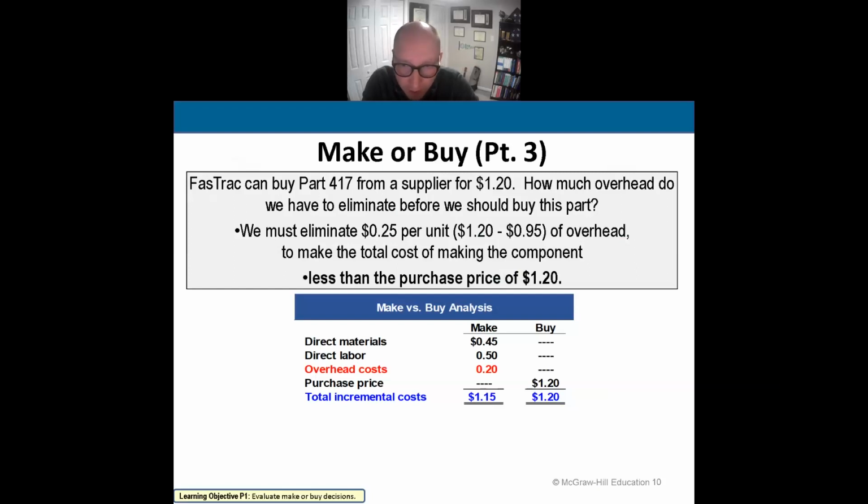That 20 cents in overhead, I can't get rid of that because that's like rent. I still got to pay rent even if I don't make it. I still got to pay salaries even though I don't make it. You see what I'm saying? Still got to pay the utilities even though I don't make it. So if I don't make it, I can take out part of overhead, but not all of it. So therefore, the cost of making it technically is less than the cost of buying.